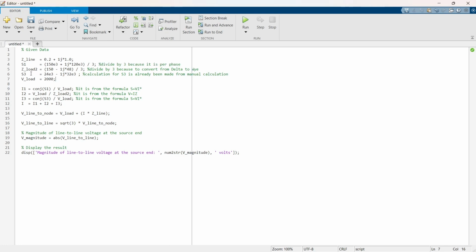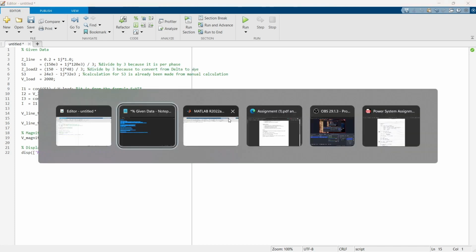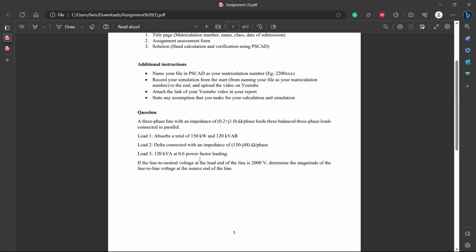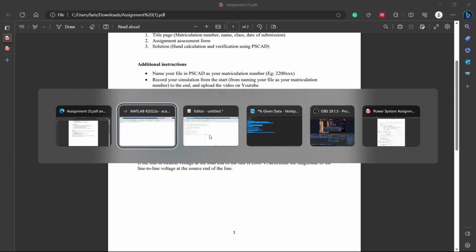For the impedance at load 2, we divide by 3 because we want to convert it from delta connection to Y connection, as it is stated here. Delta connected.